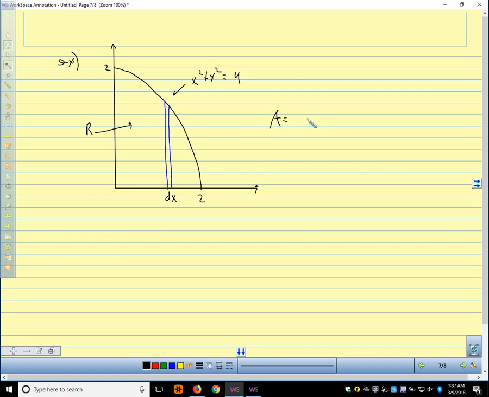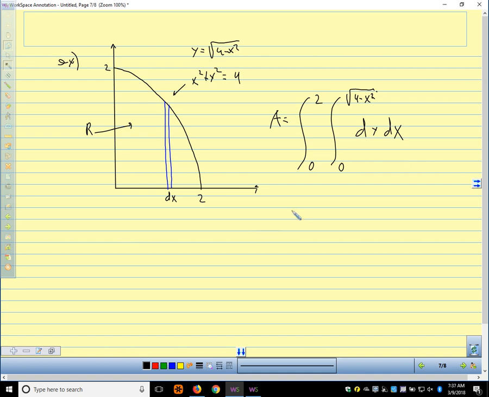So our area is going to be the integral from 0 to 2. X is going to go from 0 to 2. Y is going to go from 0 to plus or minus the square root of, it'd just be plus, right, because we're just going up. x squared plus y squared equals 4. We have to solve for y here. y equals the square root of 4 minus x squared. And my order would be dy dx.